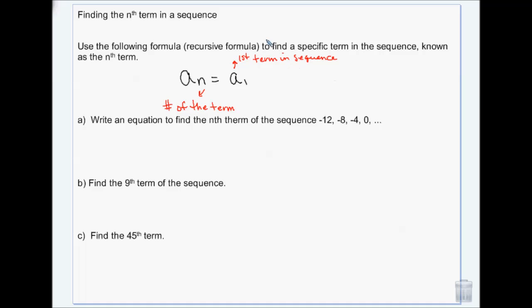And that is plus d times n minus 1. Okay, obviously d is the common difference, and n is again the number of the term you want.